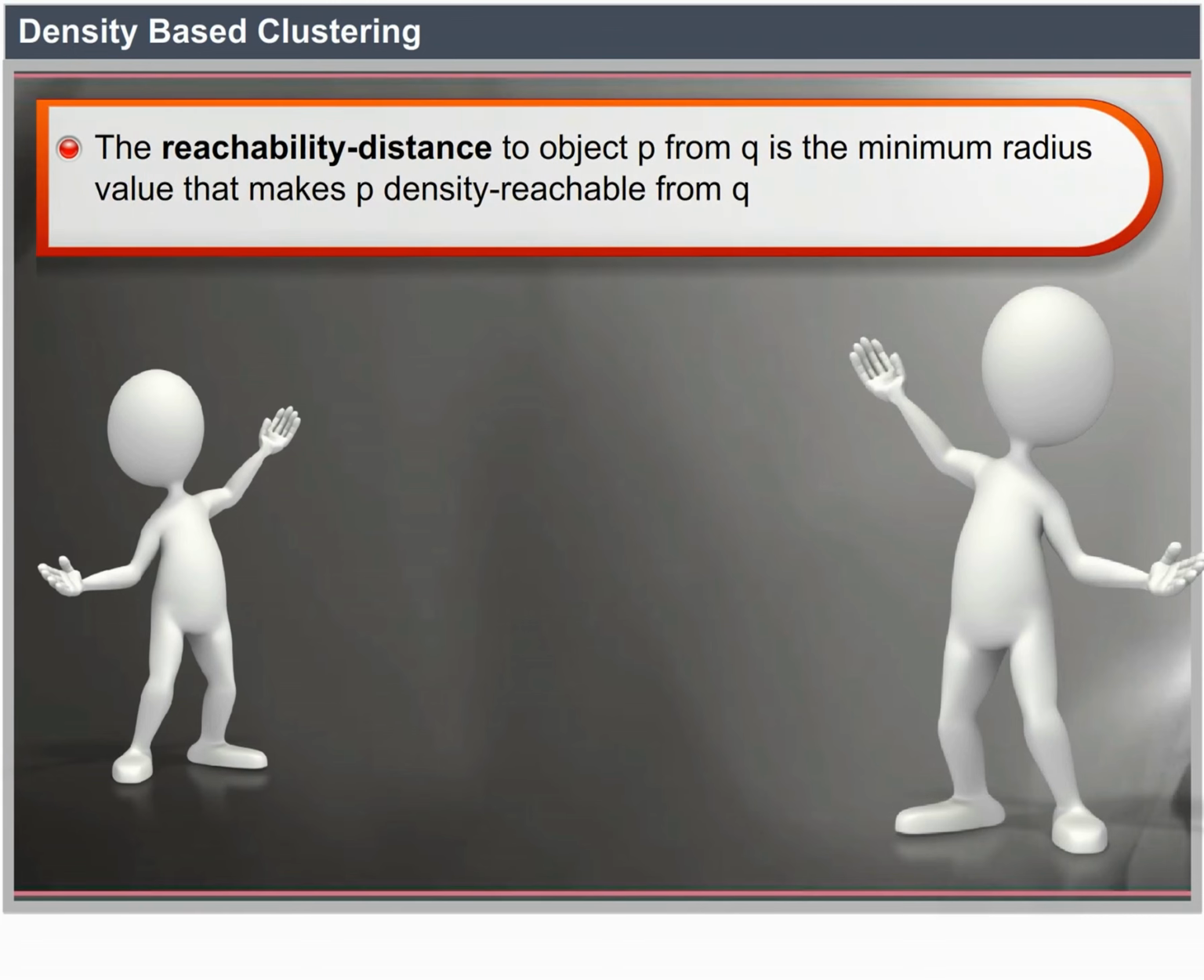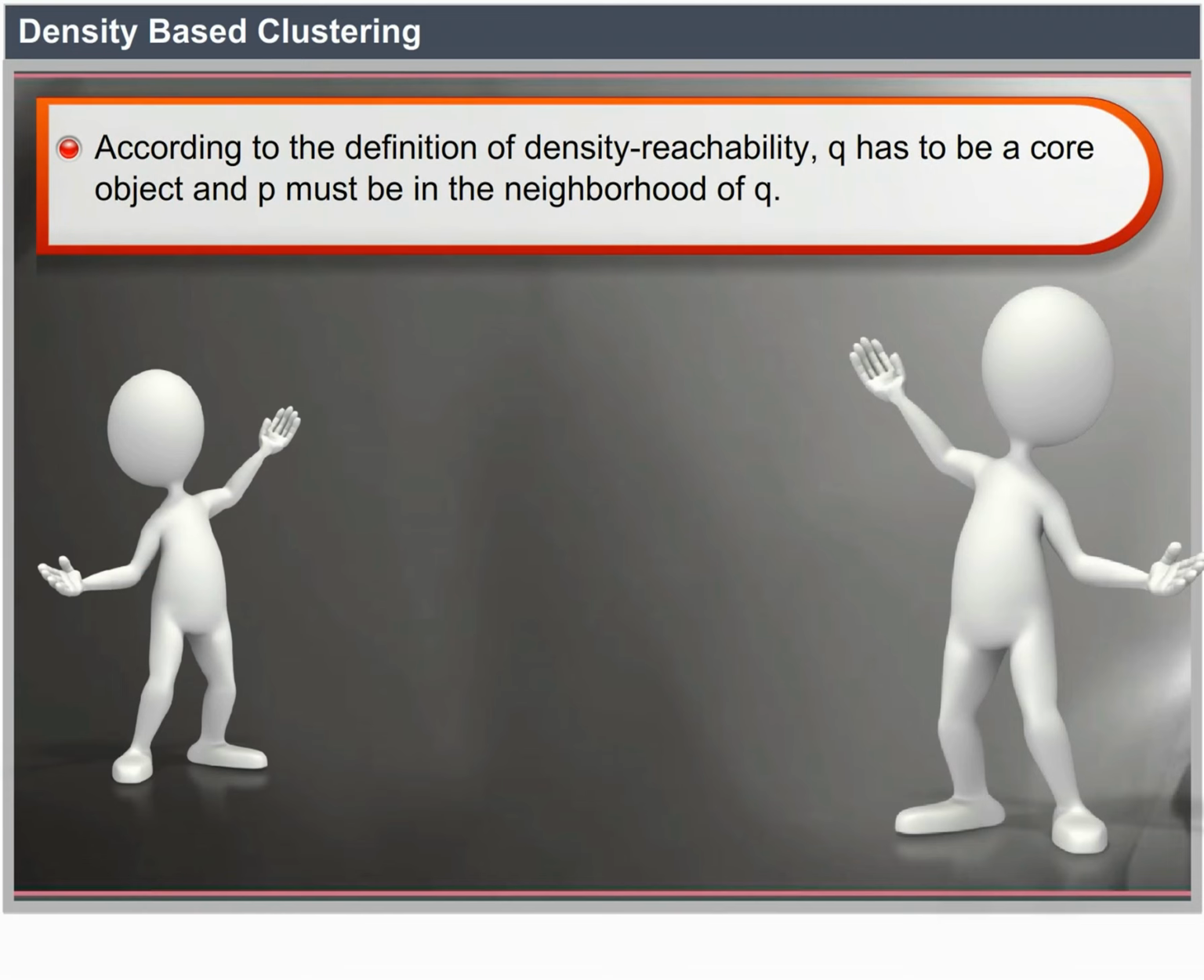The reachability distance to object P from Q is the minimum radius value that makes P density reachable from Q. According to the definition of density reachability, Q has to be a core object and P must be in the neighborhood of Q.